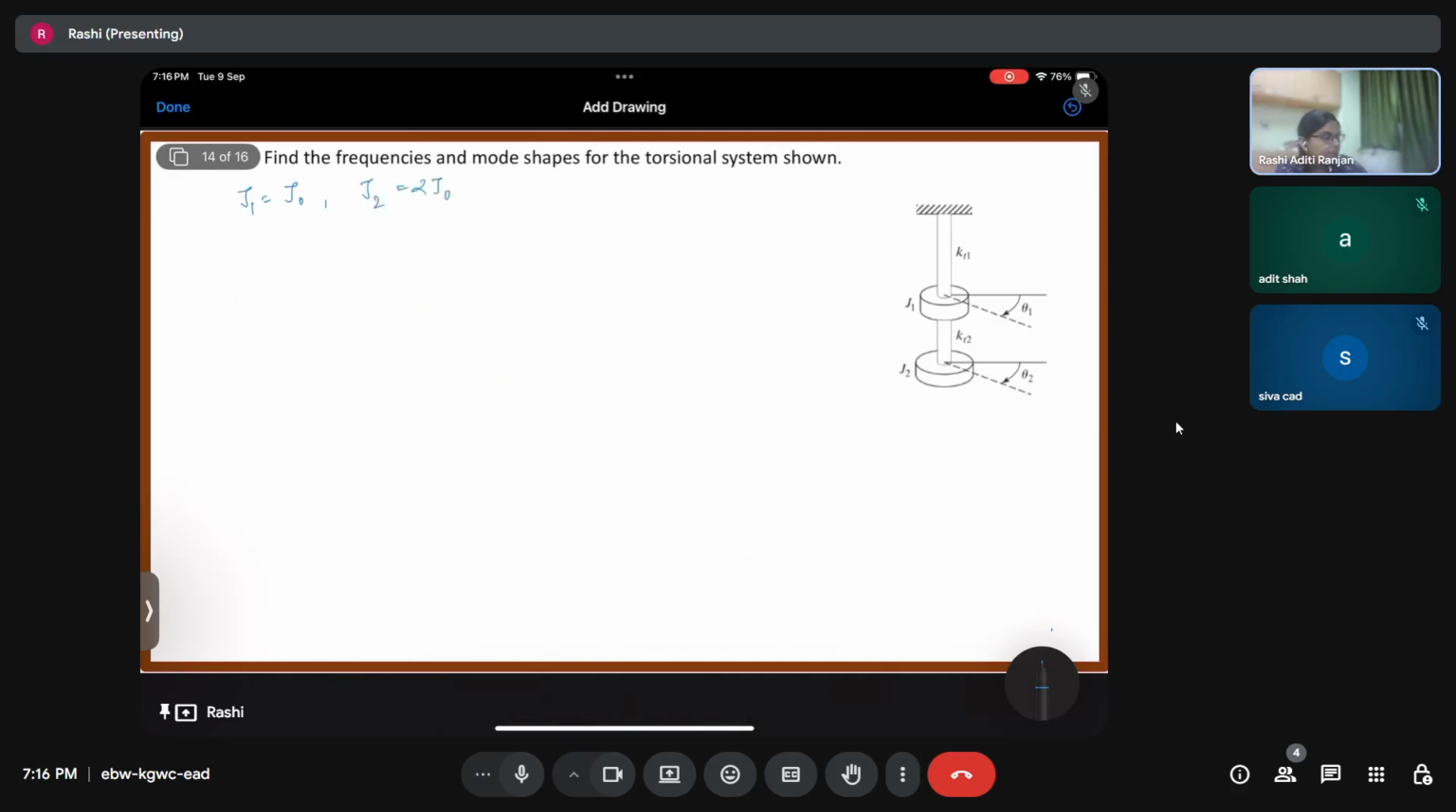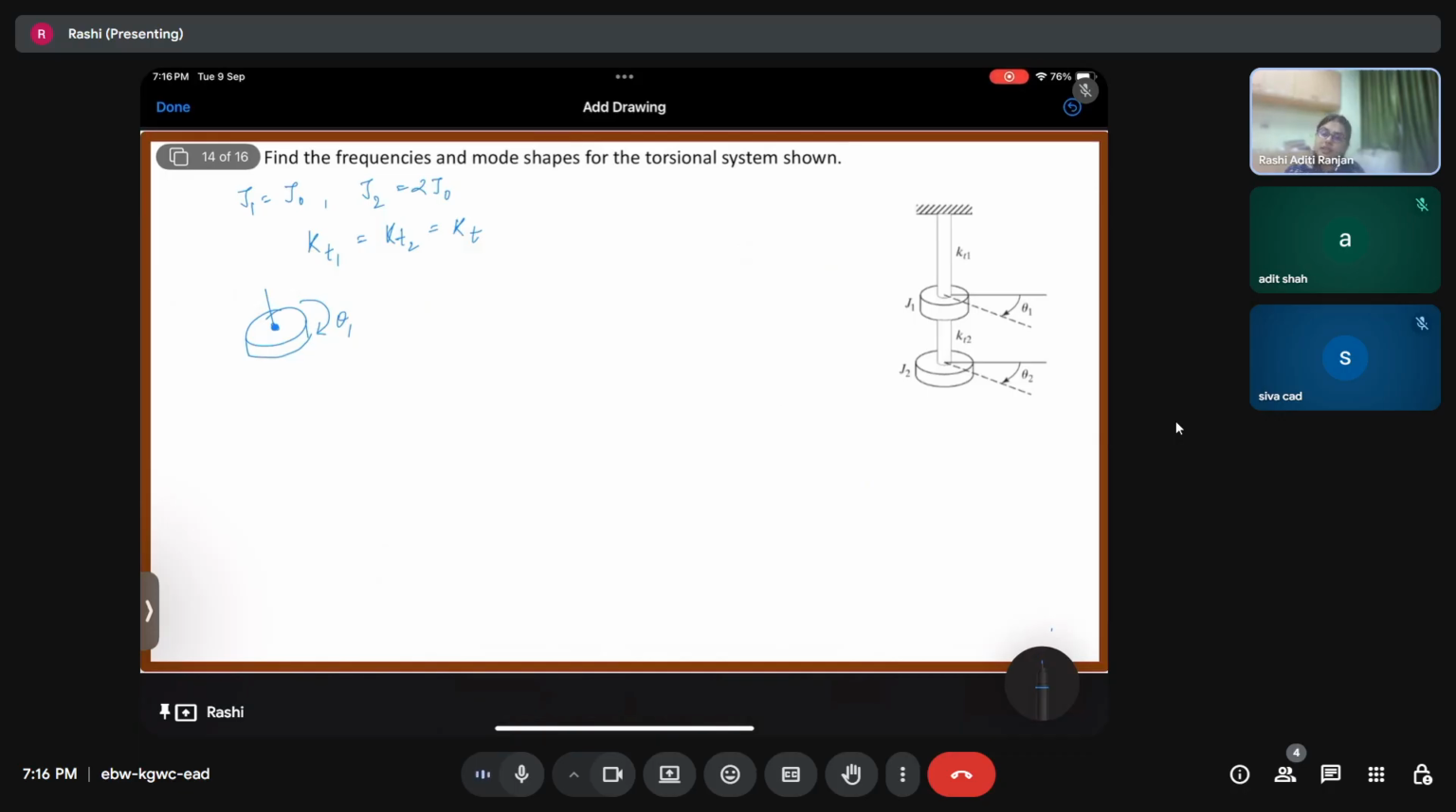Correct. So for this, if we have J1 as J naught, J2 as twice of J naught, and torsional spring kt1 as kt, kt2 as kt. Okay, and now when we are supposed to solve this, so see, for the first disk, which is like this, it is rotating like this by the angle theta 1.